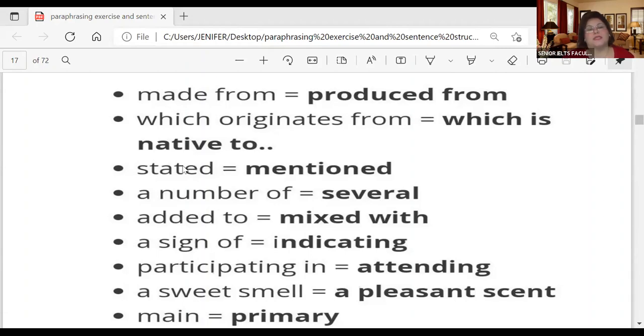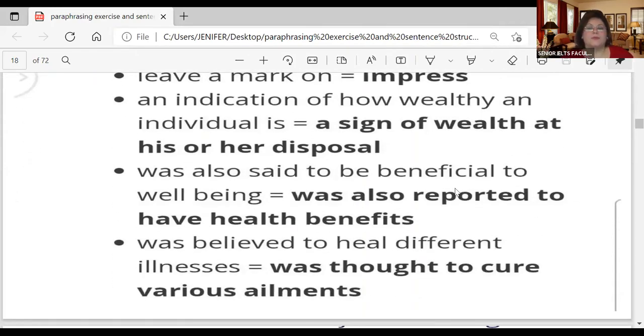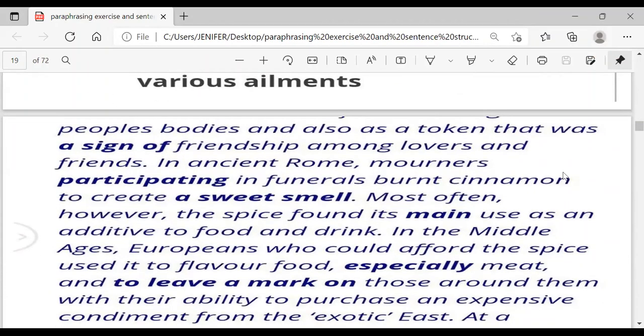So, mentioned, stated; several, a number of; mixed with, added to; indicating, a sign of; attending, participating in; a pleasant scent, a sweet smell. Primary means main. Particularly, especially; impress, leave a mark on. A sign of wealth at his or her disposal, an indication of how wealthy an individual is. Was also reported to have health benefits, was also said to be beneficial to well-being. Was thought to cure various ailments, was believed to heal different illnesses. Clear, bacha? Yes, ma'am.